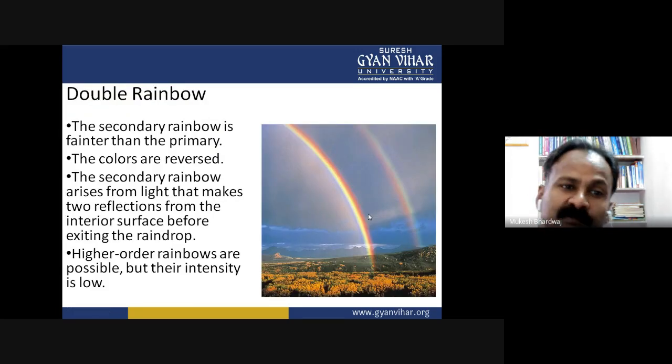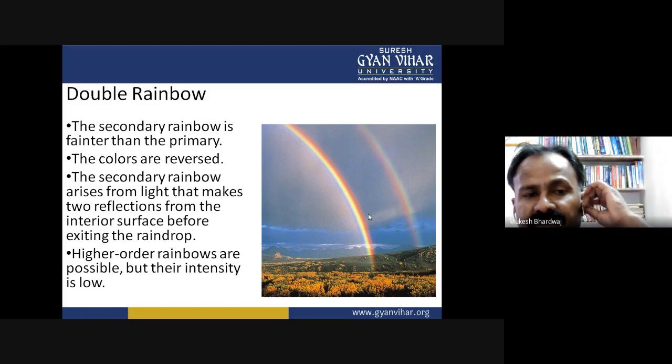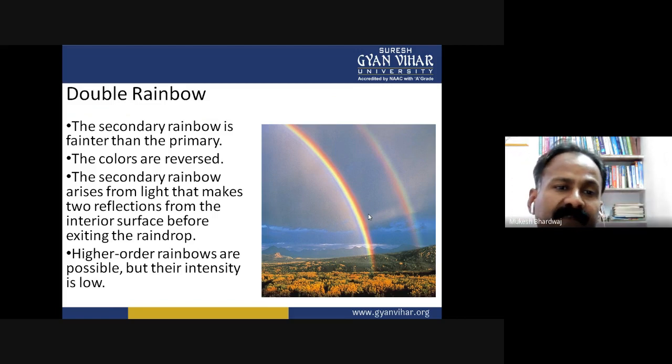Double rainbow. Sometimes we see two rainbows in the sky during the rainy season. The secondary rainbow is fainter than the primary. The colors are reversed. The secondary rainbow arises from light that makes two reflections from the interior surface before exiting the raindrop. Higher order rainbows are possible, but their intensity is low.